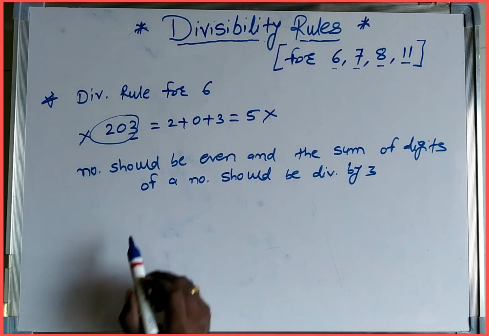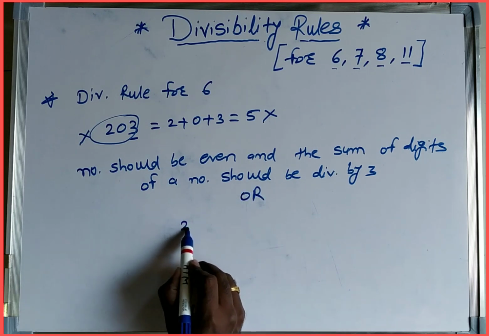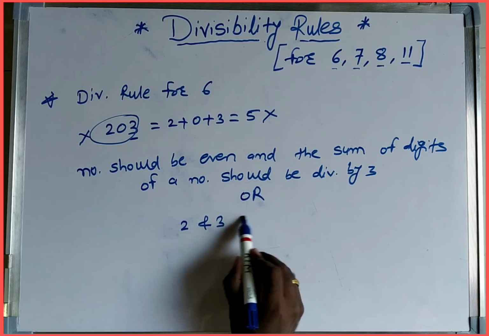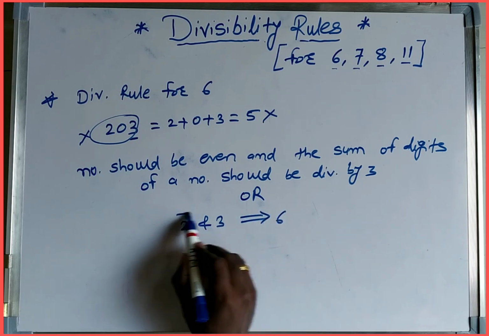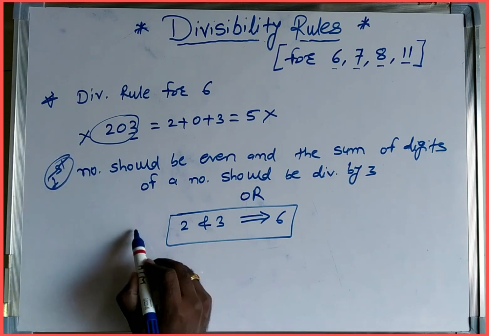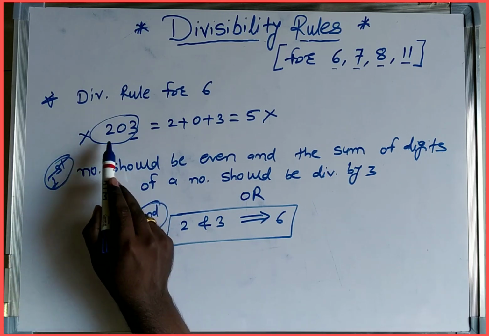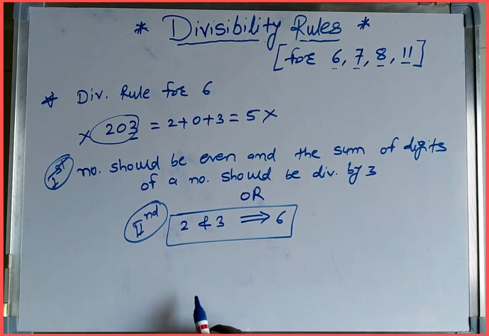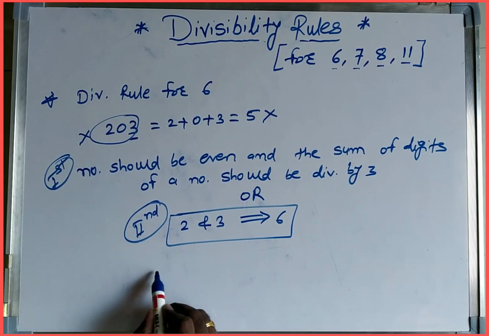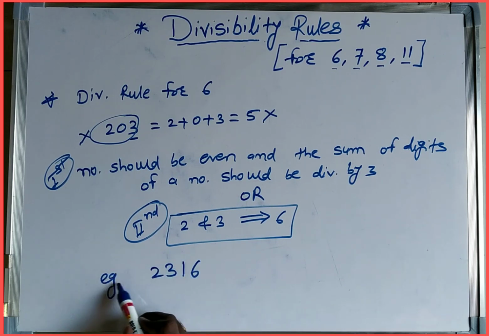Simply we can say that if a number is divisible by 2 and 3, then the number is divisible by 6. This will be your first assumption and this will be your second assumption to divide any number by 6. Now if we take an example, 2316, this will be your example.